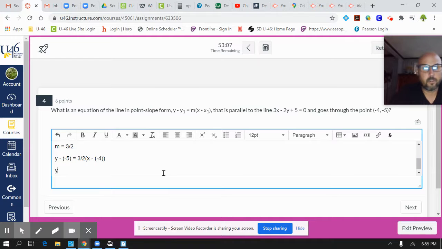Now that's technically full credit, but we should clean it up a little bit. Y minus negative 5 is the same thing as y plus 5, equals 3 halves times x plus 4. Correct answer. You have the work to support it. If you just have the correct answer with no work, you're not getting credit. Show your work, show your work, show your work.